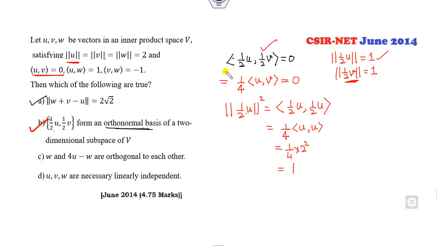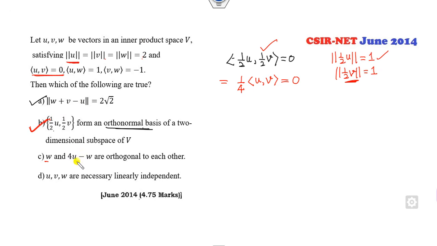This is our right answer. Now look at the third option. This and this are orthogonal. So your target is to check whether this will be 0 or not. So if I open this, 4 is outside, w comma this, minus is outside, w comma w.